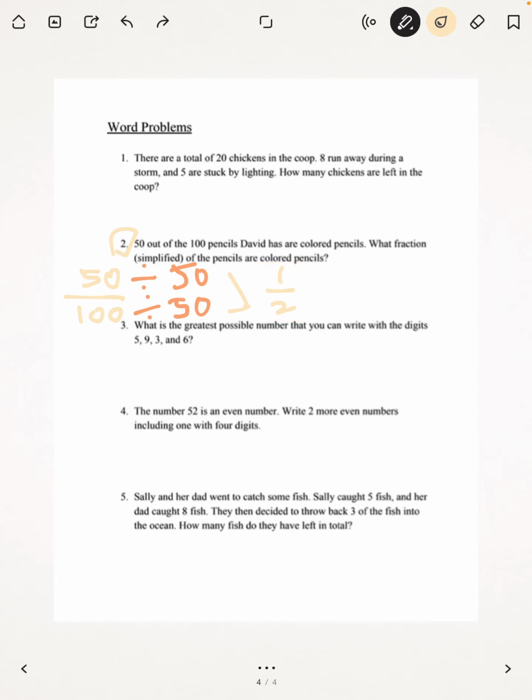Oops, I forgot to write: 1/2 of the pencils are colored pencils. That is going to be our answer.